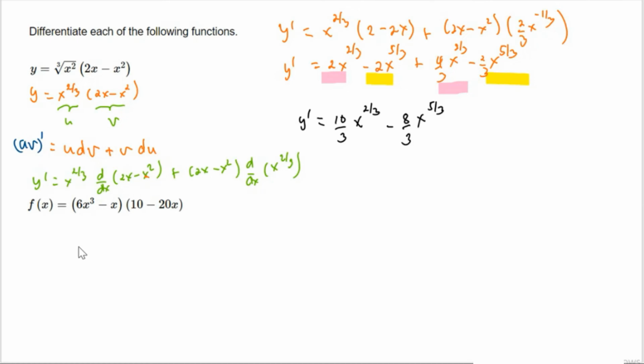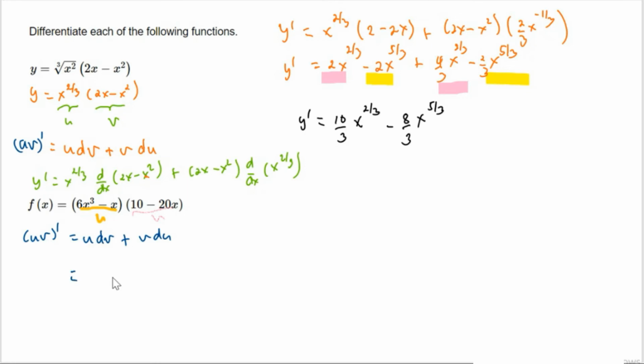So for number 2, f of x is equal to 6x cubed minus x times the quantity of 10 minus 20x. Using the product rule, our formula is the derivative of the quantity uv is equal to u dv plus v du. So our first term is our u and this one is our v. So we can now solve for that.